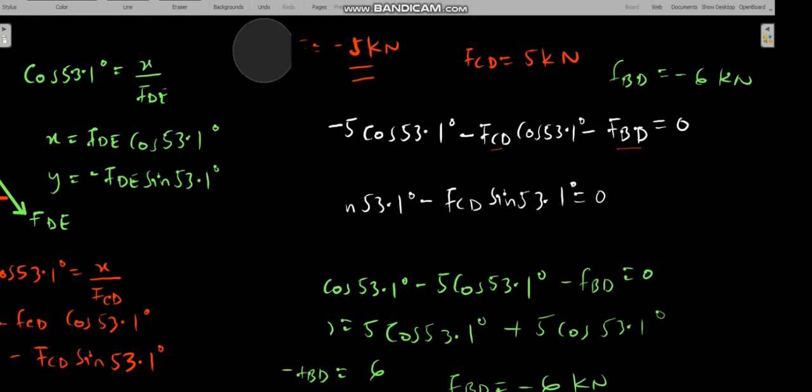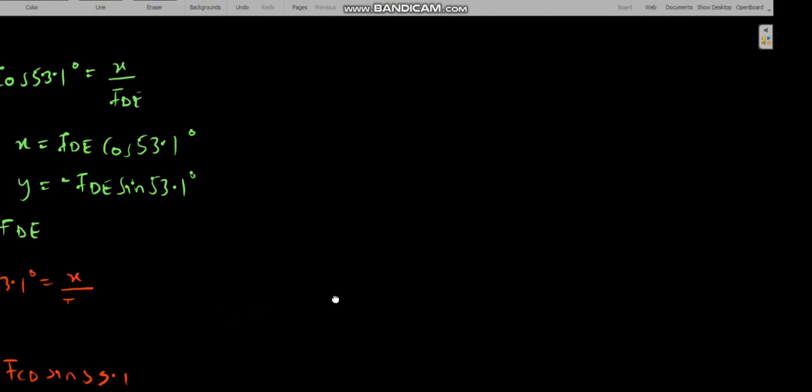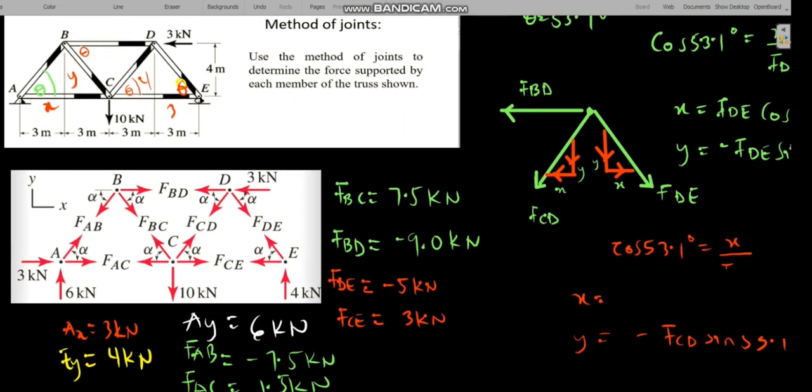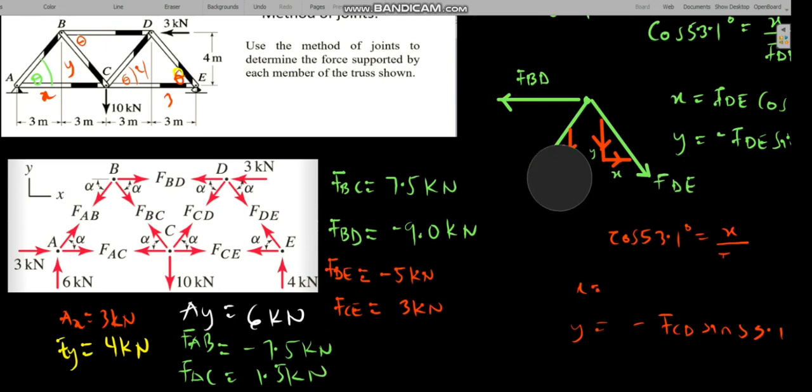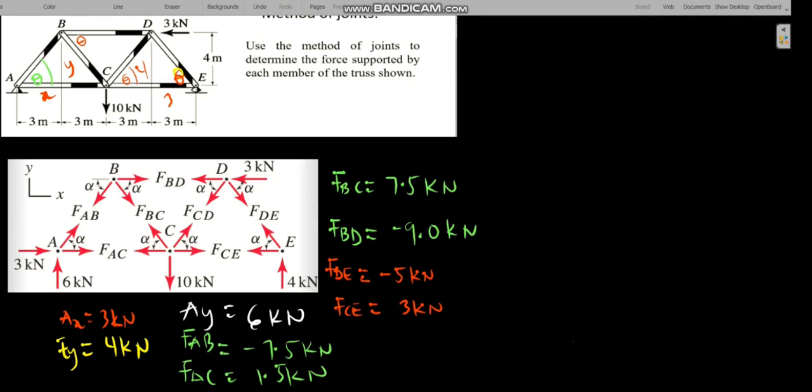So I'll go ahead and clean this. Let me clean the unwanted ones here. Okay, we don't need all this now. So let's write down the values that we've gotten. FCD was 5 kilonewton, and FBD was minus 6 kilonewton. So you realize that what is left is joint C. So let's draw joint C and see what happens here.